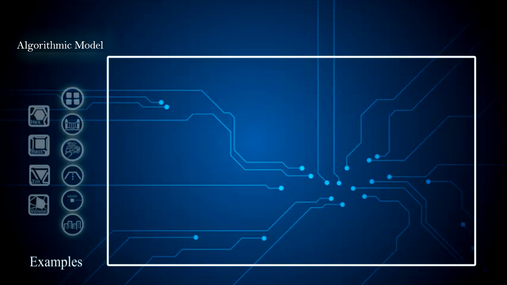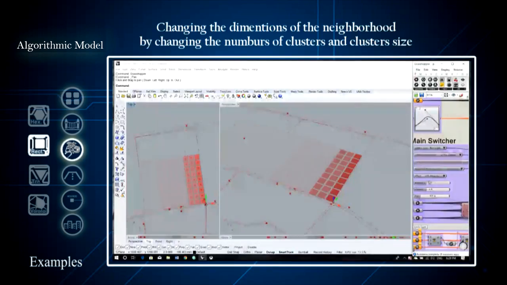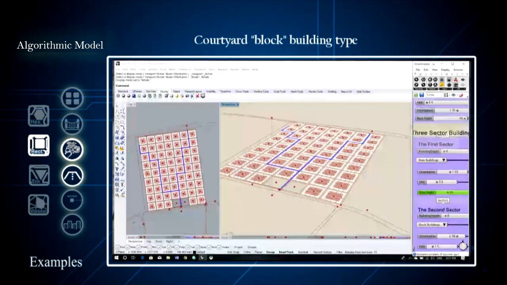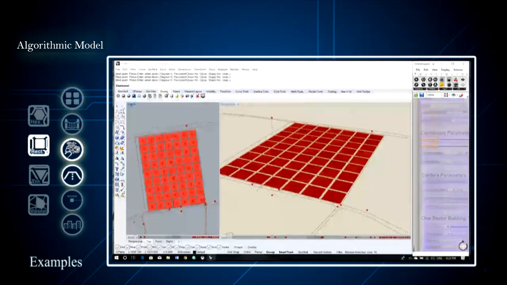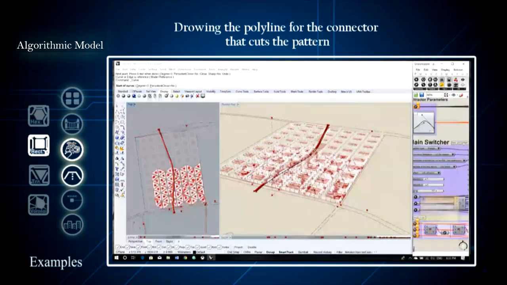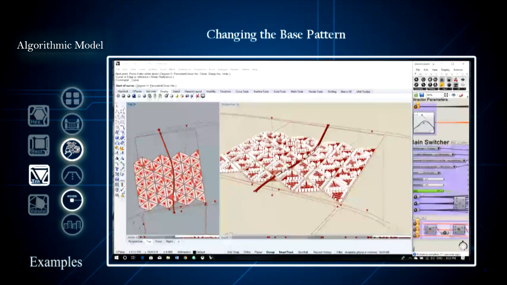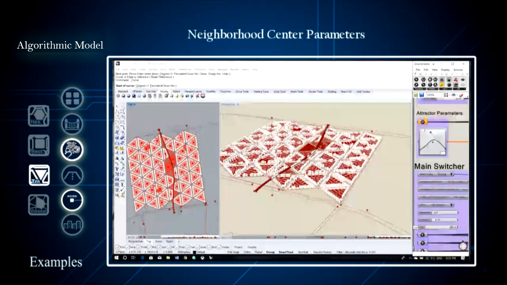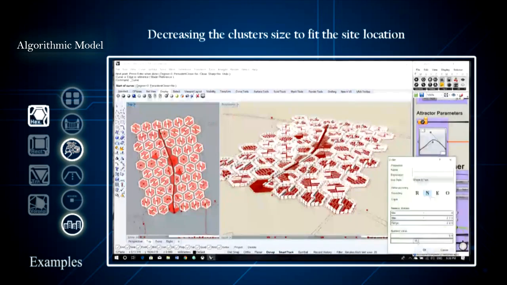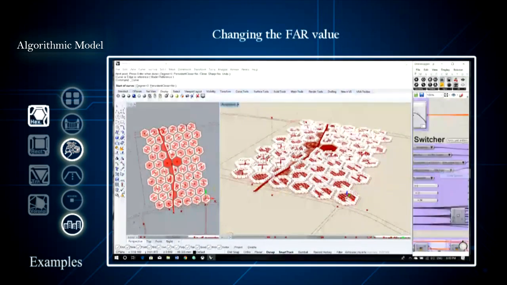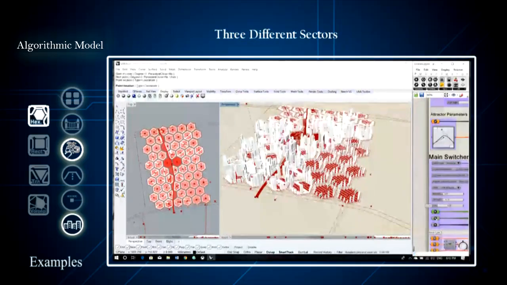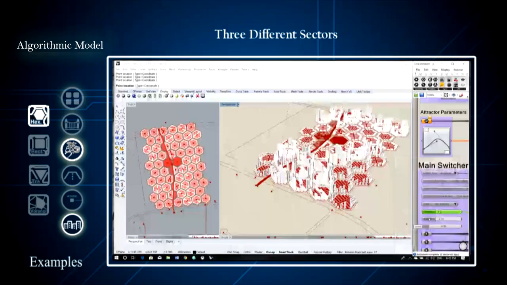Here are some examples of generated neighborhoods with different parameters and attracted geometries. Drawing the polyline of the connector which cuts the clusters. Here also, the ability of controlling and changing the base pattern types, size of clusters, and number of sectors, which enable assigning different building types.